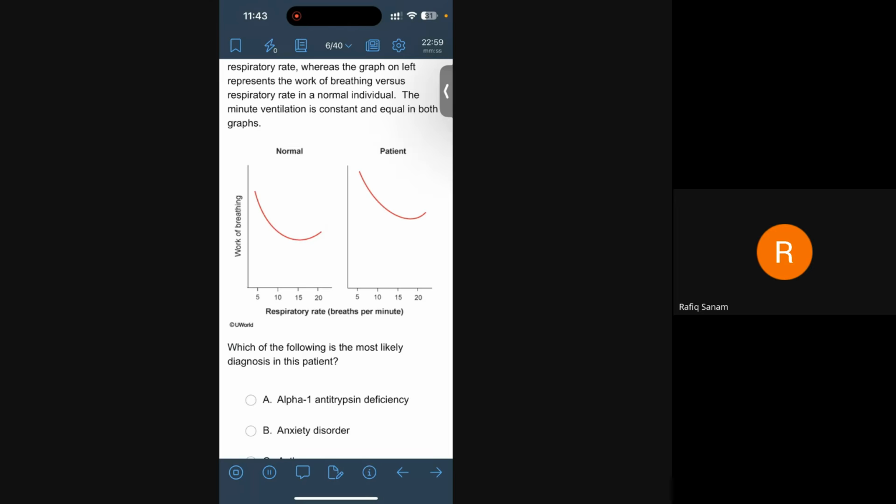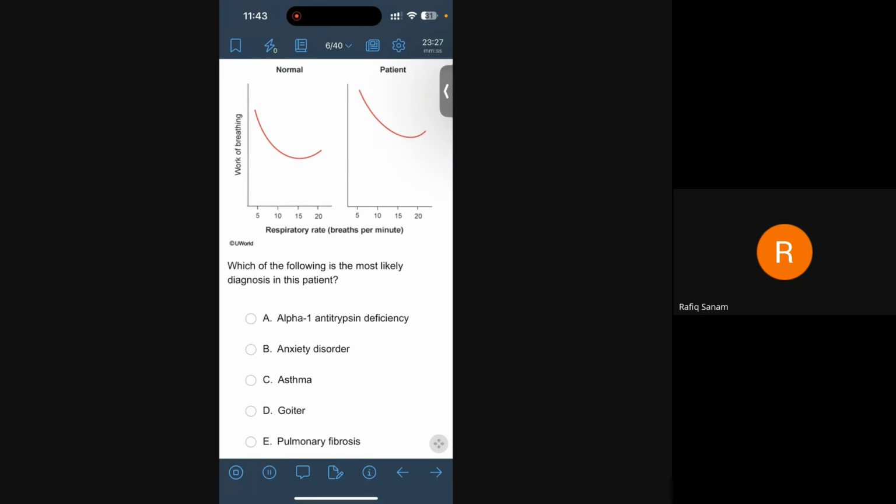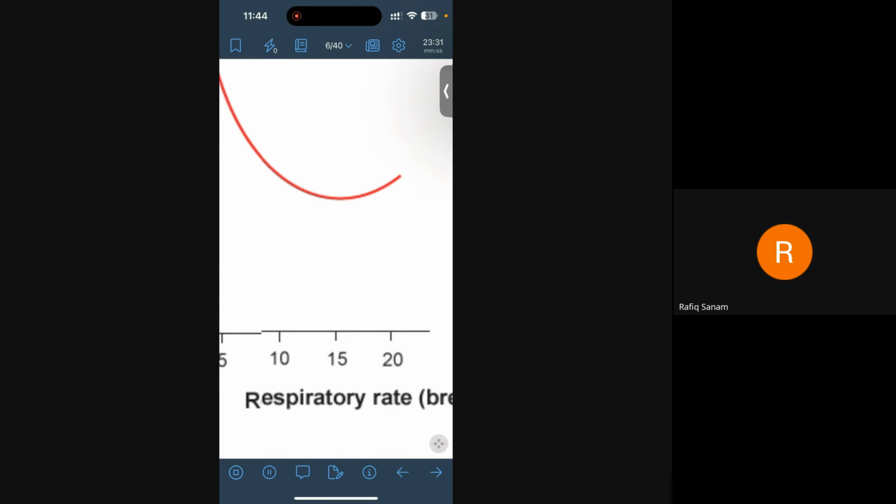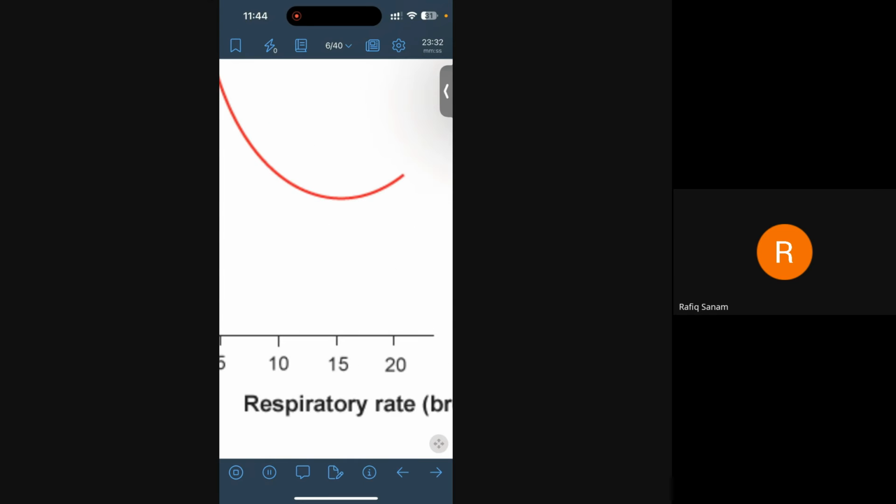Yes. There are two things happening here. Number one, you can clearly see that in the patient the red line is at a higher level as compared to the red line in the normal patient. That means the area under the red line in the patient is higher, meaning the work of breathing in the patient is higher as compared to normal. This is the first thing.